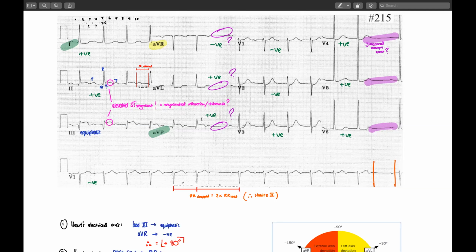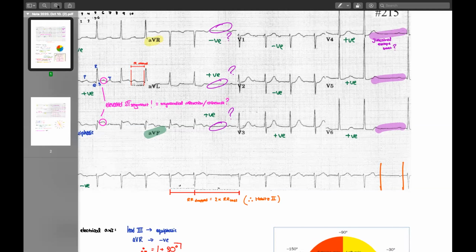We know that inferior very frequently comes together with posterior. What should be the mirror image? We should see a tall R and an ST depression. Well, this R wave is not too high and the ST depression is not, well, if you can get closer, can you get a little bit closer? Maybe I can use this.